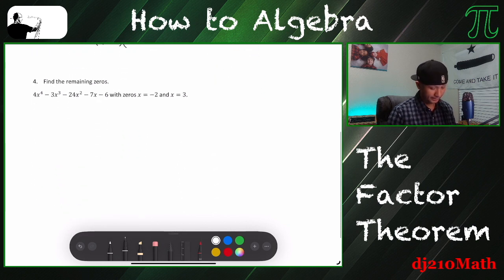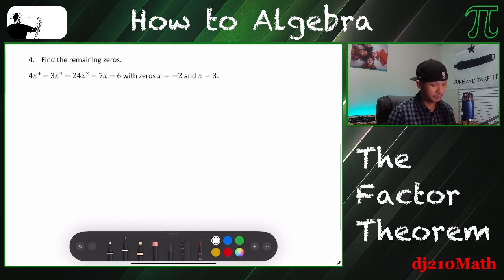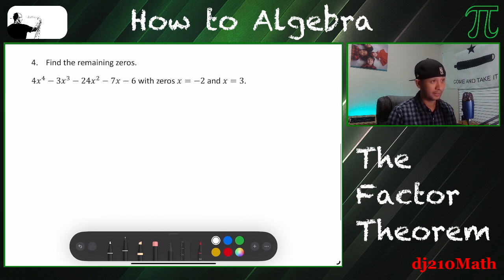Okay, last example. I always feel like the last example is the most challenging. So we want to find the remaining zeros. They're telling us right away that -2 is a zero and 3 is a zero. So when I do synthetic division, I will 100% get a remainder of 0 for both of these numbers. If I don't, then I did something wrong.